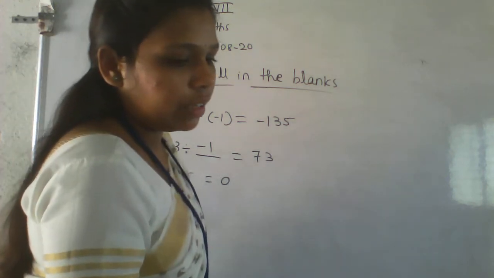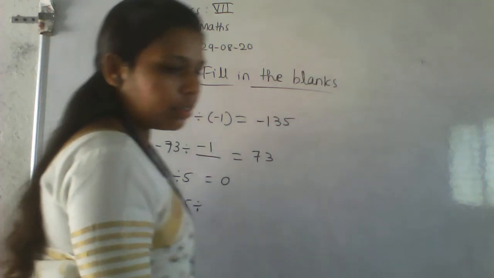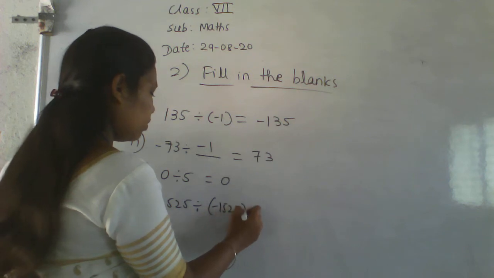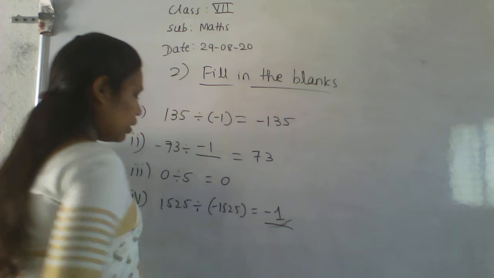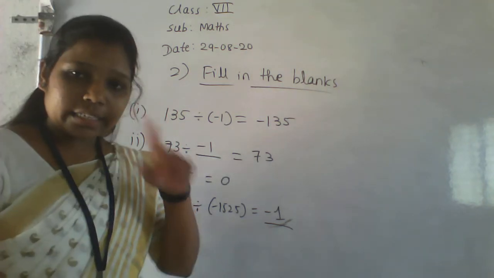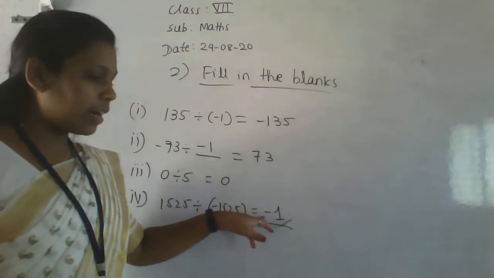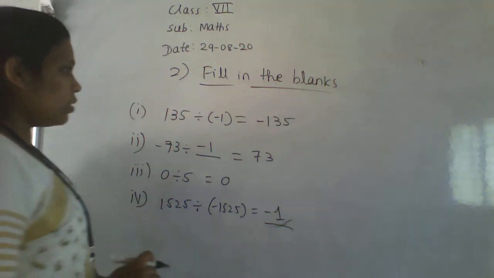Fourth one they given here, 1525 divided by minus 1525. So the answer is minus 1, because 1525 divided by 1525 gets cancelled. Ones are ones, but here the minus sign is there. So that's why we are getting minus 1.